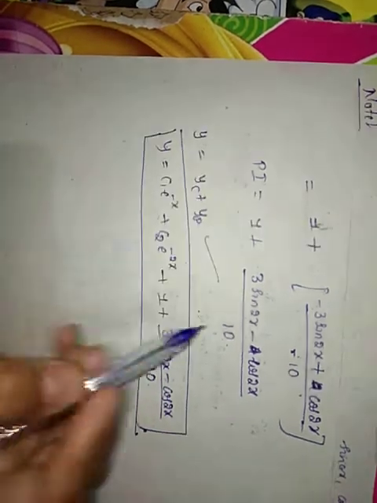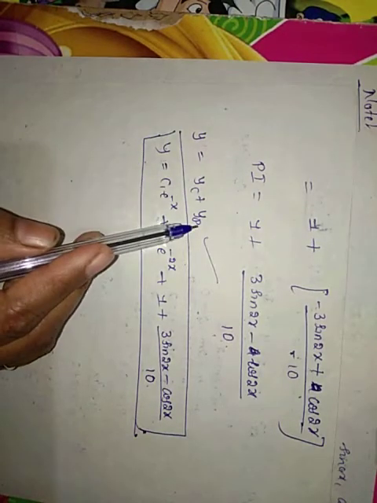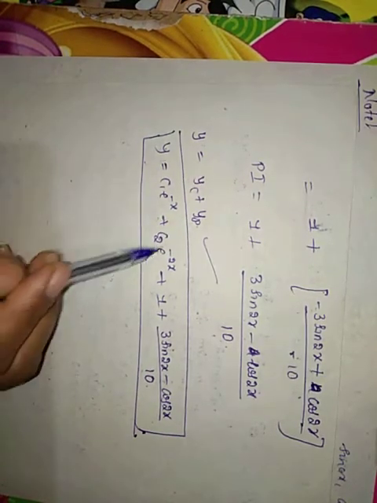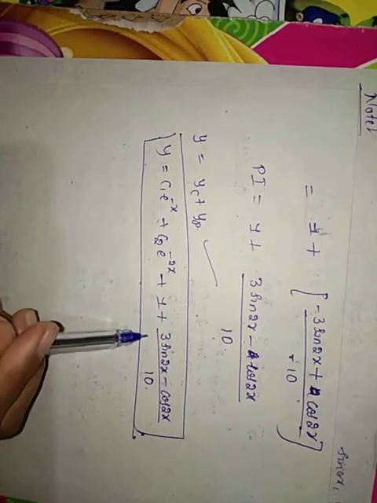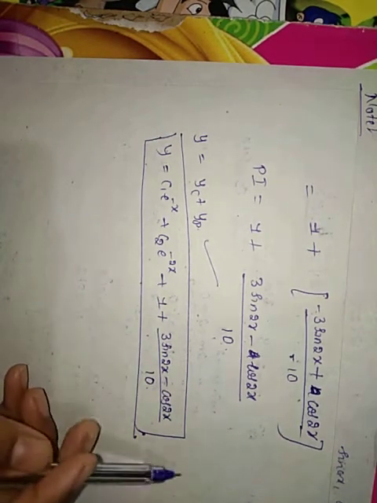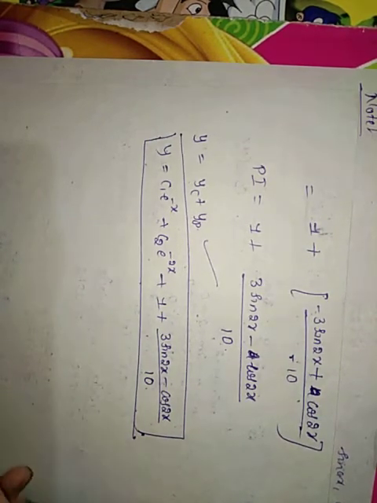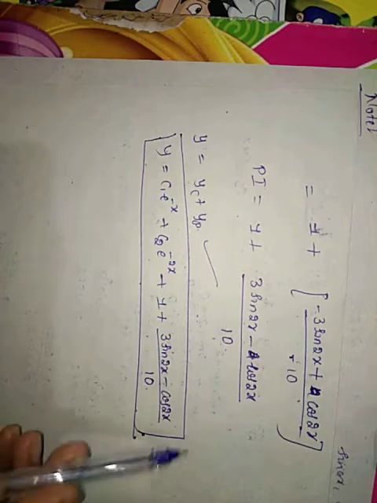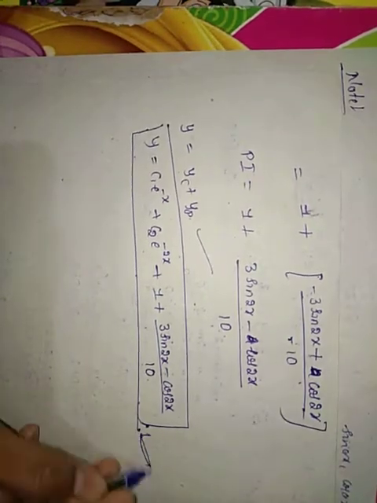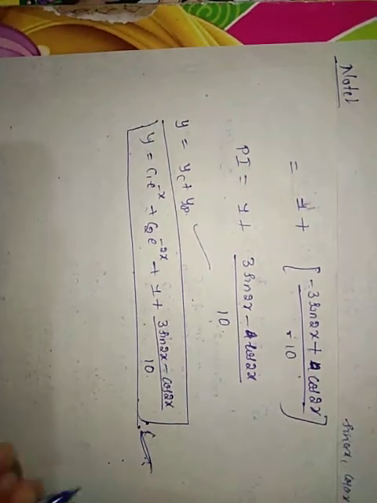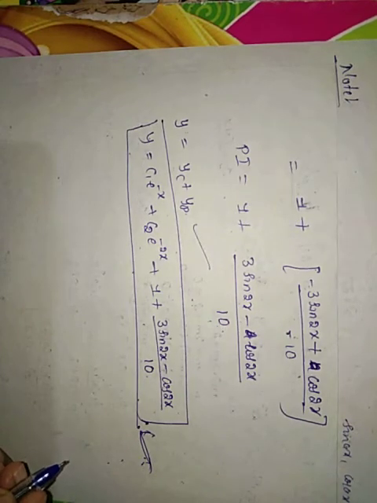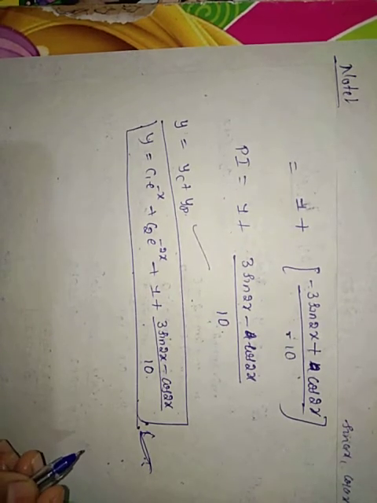And at the end we write the complete solution. y is equal to yc plus yp, that is c1 e raised to minus x plus c2 e raised to minus 2x plus 1 plus 3 sin 2x minus cos 2x divided by 10. So that is our complete solution of a non-homogeneous equation with the RHS in the form of sine or cos.